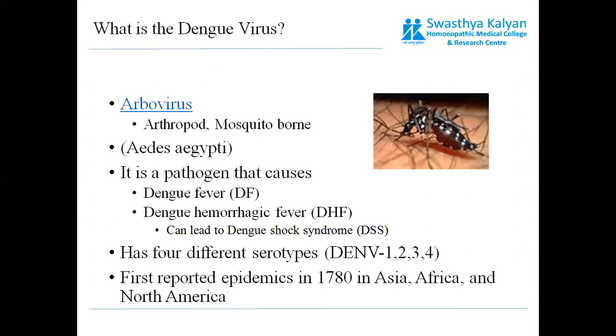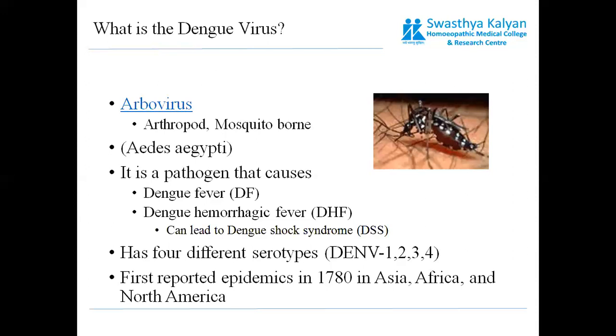Some abbreviations are given here. DF is dengue fever, DHF is dengue hemorrhagic fever, and DSS is dengue shock syndrome. Serologically, there are four types, that is dengue virus 1, 2, 3, and 4. It has been known to humans since the year 1780, when it caused an epidemic in Asia, Africa, and North America.